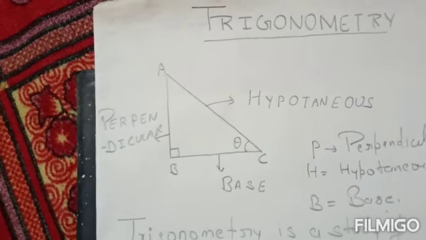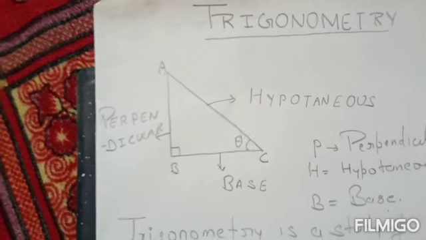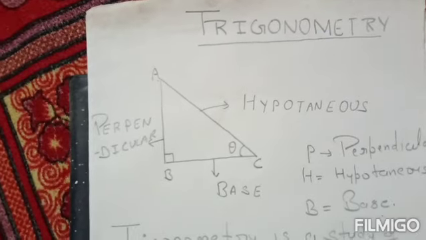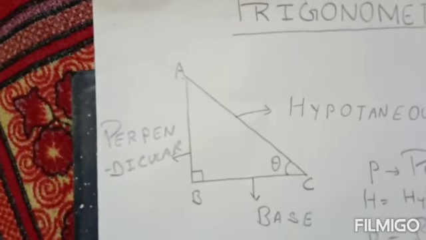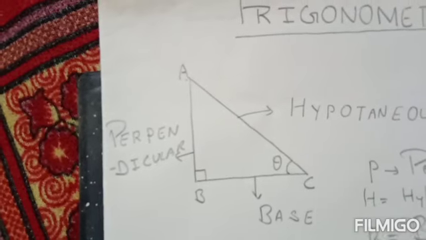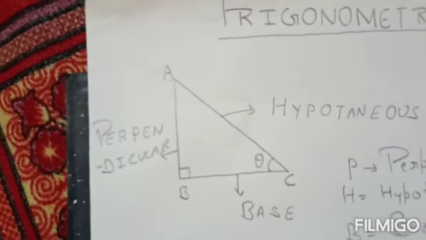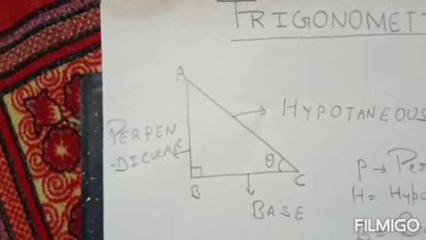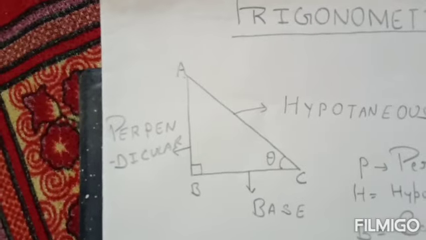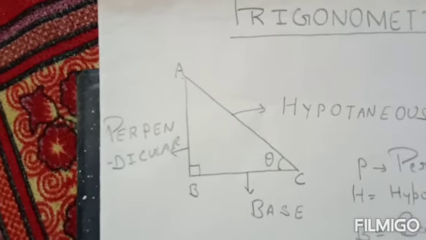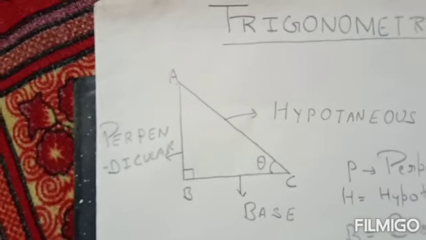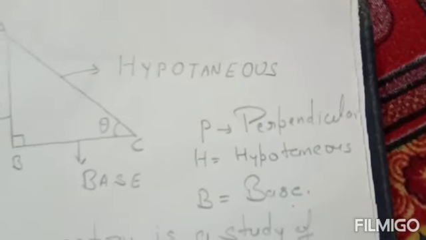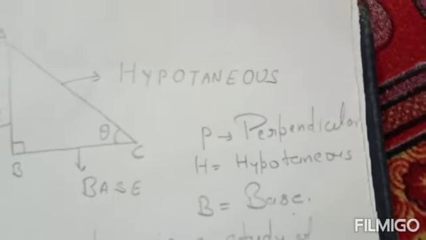And the longest side of a triangle is called the hypotenuse, the side which is opposite to a given angle is called the perpendicular, and the remaining third side is called the base. See in the figure there is a triangle ABC, in which the longest side AC is the hypotenuse, and the angle which is given is theta, which is at point C. So the side which is opposite to angle theta is AB, which will be called the perpendicular, and the third remaining side will be called the base. So for convenience, here we will denote perpendicular by P, hypotenuse by H, and base by B.